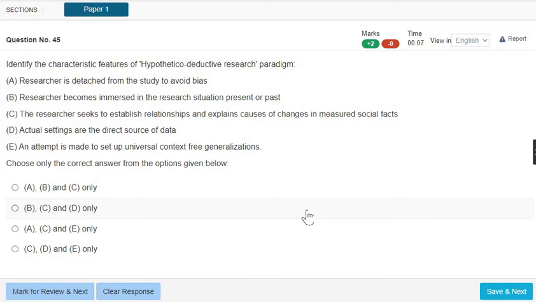Identify the characteristic features of the hypothetico-deductive research paradigm. So, A, C, E only. Okay. A, the researcher. C, the researcher. E, the attempt made.